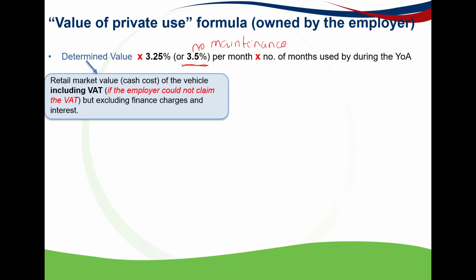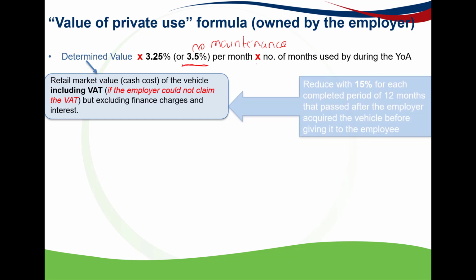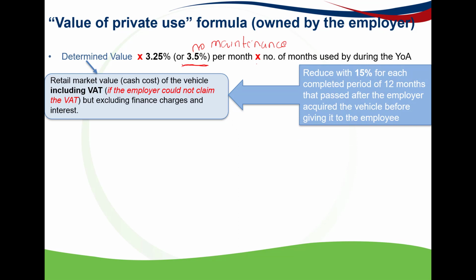What is also important to take note of is that the determined value, once you have determined it, meaning the cost including VAT but excluding finance charges and interest, must be reduced by 15% for each completed period of 12 months that passed after the employer acquired the vehicle before giving it to the employee.